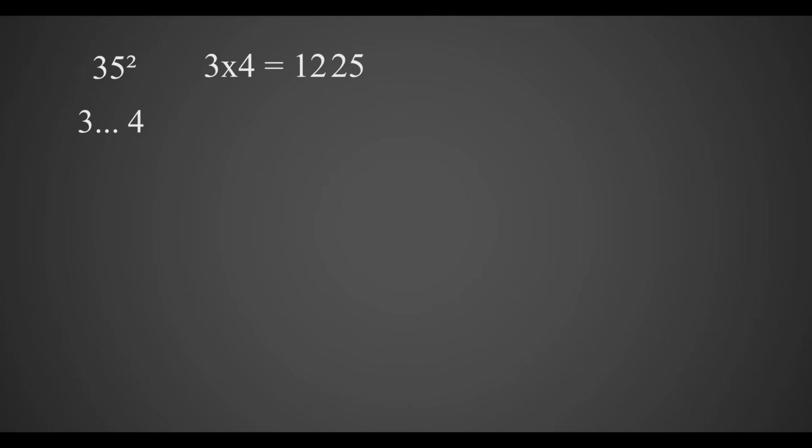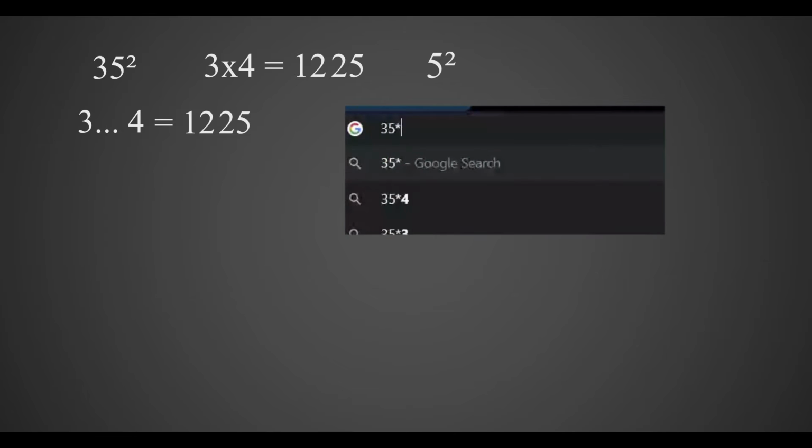So the number that comes after 3 is 4. 3 times 4 is 12, and then you attach a 25 at the end to make it 1225. And now the reason why we attach 25 at the end is because 5 times 5 is always going to be 25, obviously. So now if we check our answer, 35 times 35, the answer is 1225.